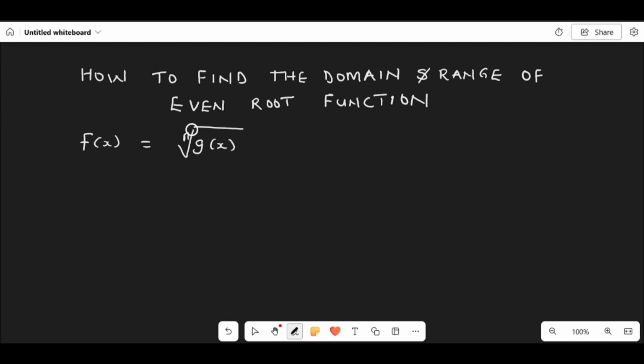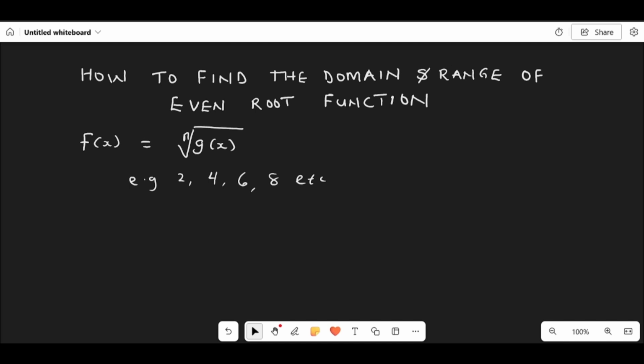The n is even, for example 2, 4, 6, 8, etc.